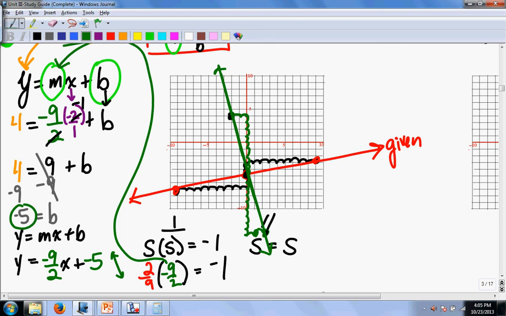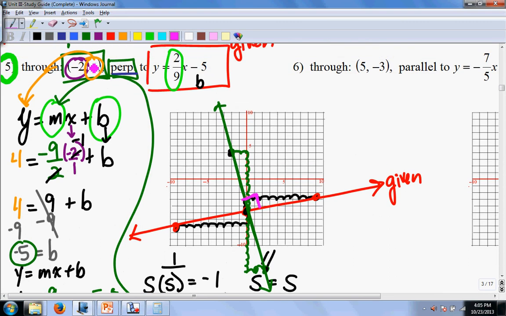Okay, so 1, they should look perpendicular, which they do. 2, we want it to go through -2, +4, which is right there. So our desired line does both. 1, it's perpendicular to the given line, and 2, it goes through the point.